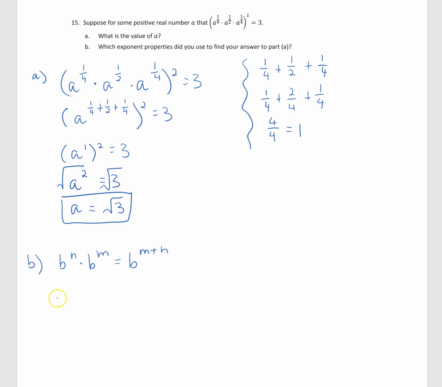In this part, what we used was a property that says b to the power of m, all to the power of n, equals b to the power of m times n. So that was here when we multiplied the exponents. Okay, so that's the answer to question 15.